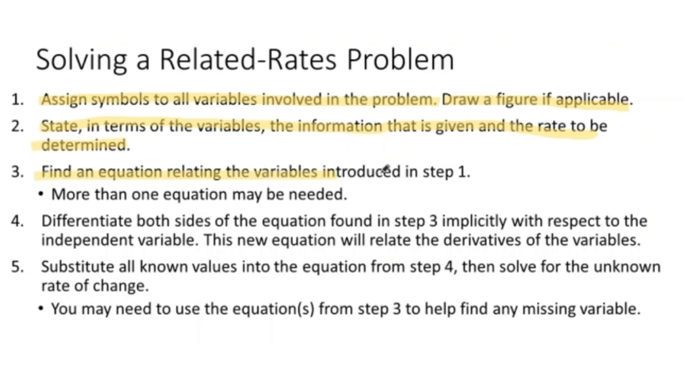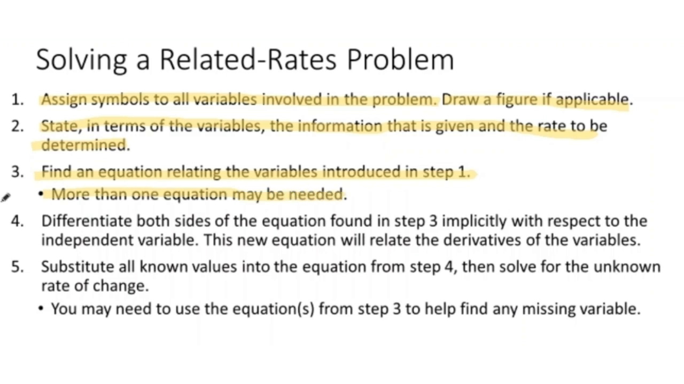From there, you're going to find an equation that relates the variables that were introduced in step 1. In our last example, that was the volume of a sphere formula, V equals 4/3 pi r cubed. For most geometry problems, there is an already established formula that can be used, for example, the volume of a sphere. Oftentimes, if you don't know these formulas for geometry, you can always look them up.